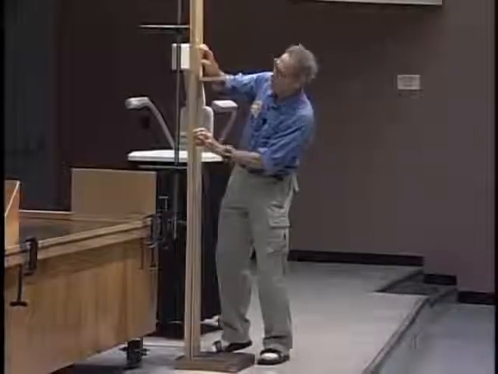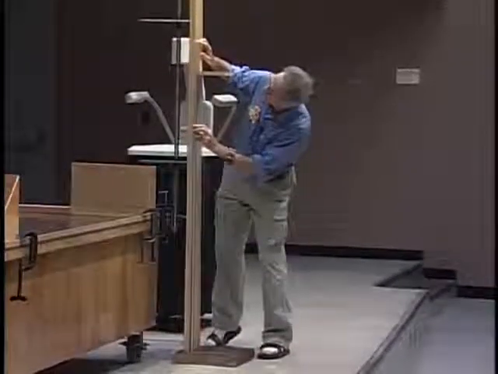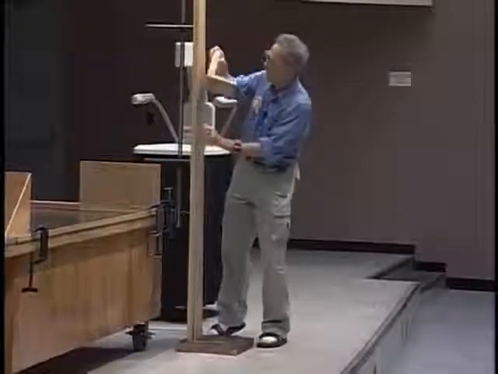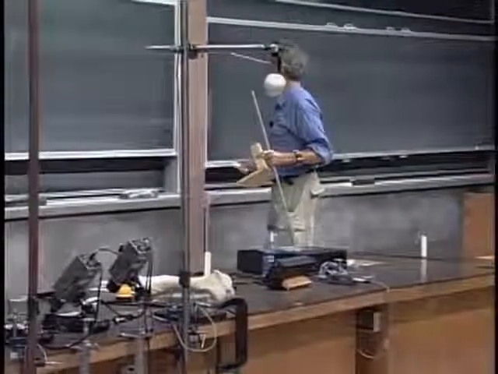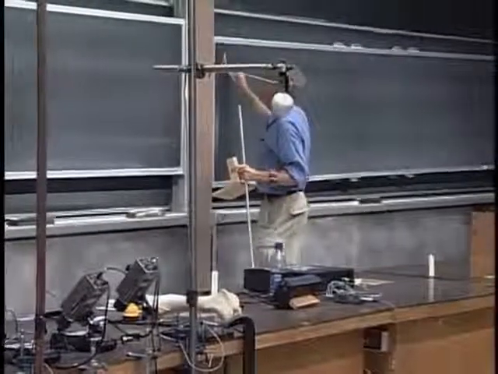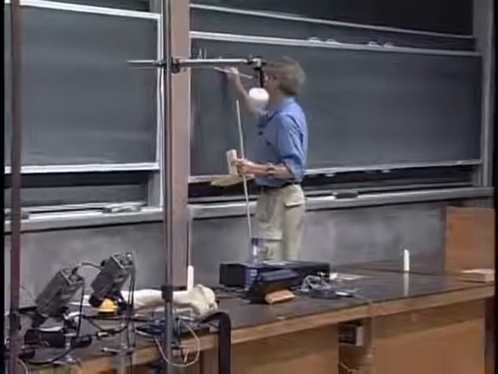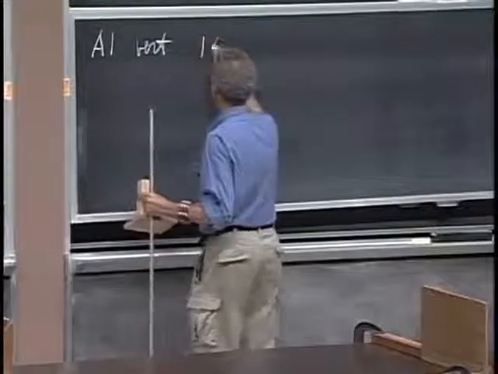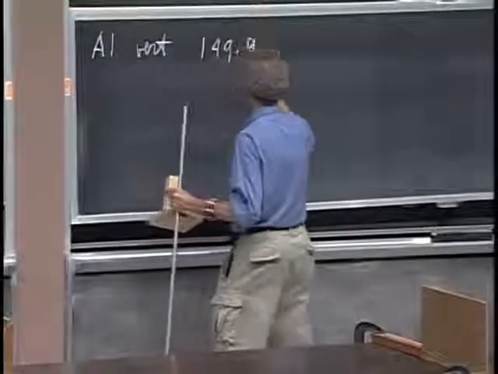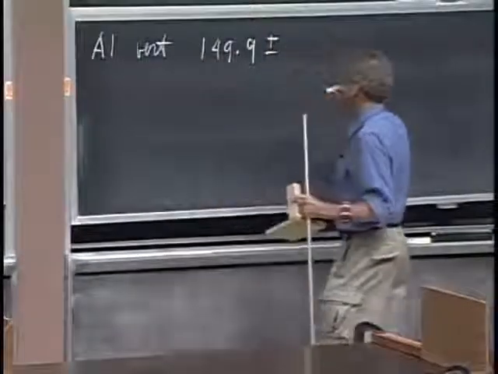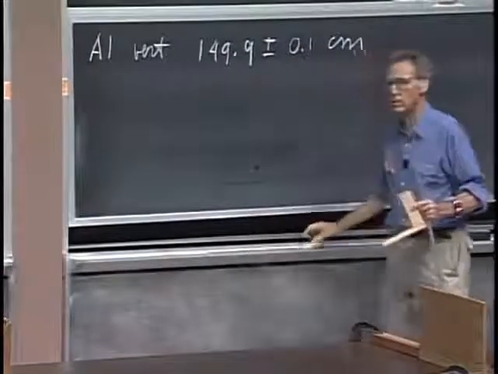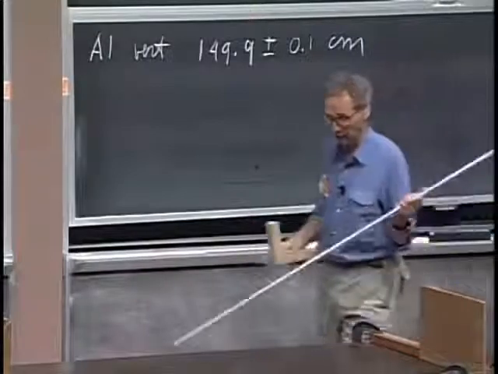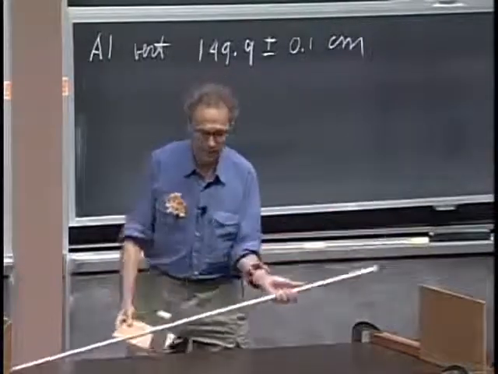So I measure here 149.9 centimeters. However, I would think that, so this is the aluminum bar, this is in vertical position, 149.9. But I would think that the uncertainty of my measurement is probably 1 millimeter. I can't really guarantee you that I did it accurately any better. So that's the vertical one.